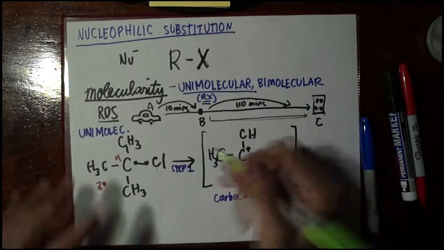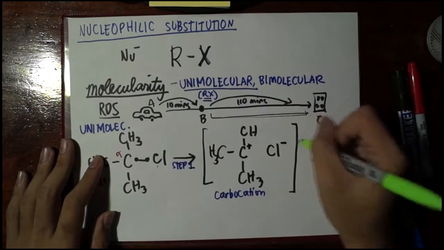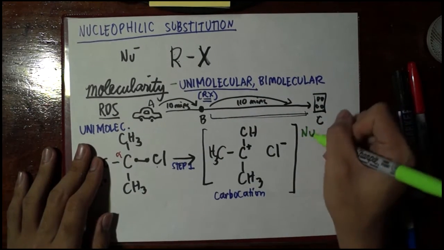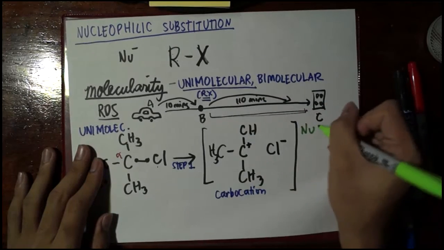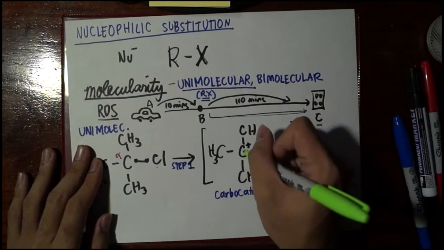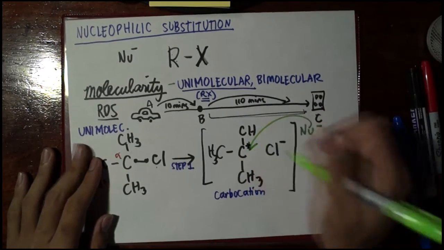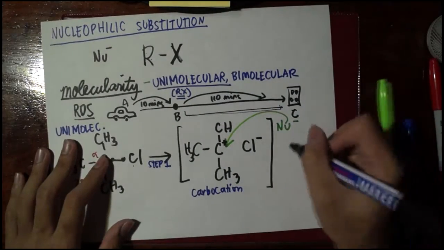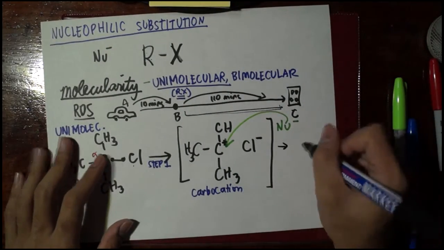Then after that, what do you think would happen? So now we have a nucleophile here. We have a carbocation here. Nucleophile negative, carbocation positive. Nucleophile goes in, and as an end result, what do we get?